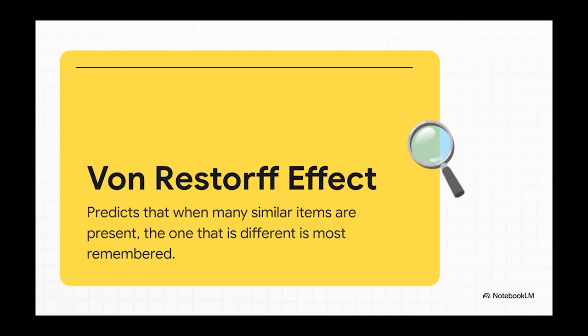So wait a second. If our brains are programmed to group similar things together, how does a designer make one specific thing pop? How do they make it stand out from the crowd? Well, they use a clever little tool called the von Restorff effect. It's actually really simple. When you have a bunch of similar things, the one that's different is the one you can't help but notice. It's the one you'll remember.